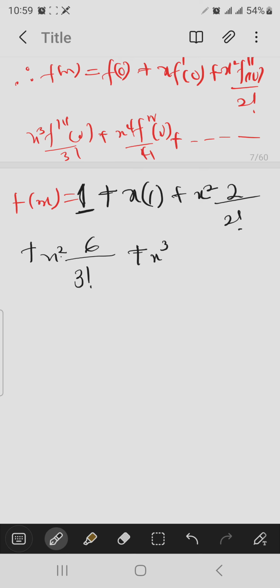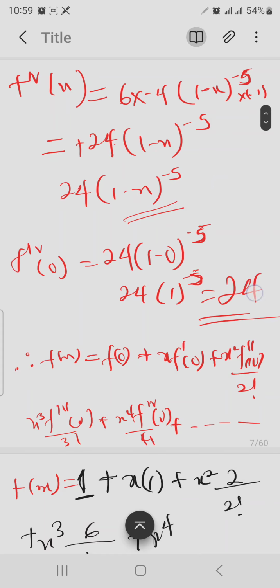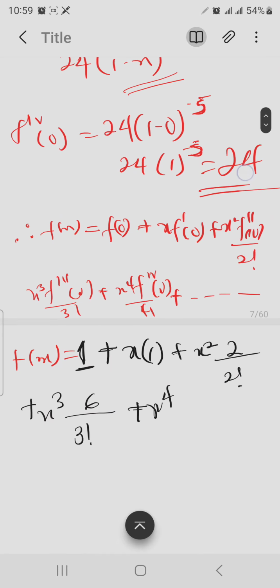No, this one is supposed to be x is about 3. It's a mistake on my part, I'm sorry. This one is going to be x is about 4. Now, f prime of 4, f4 of 0 is 24. It is this one.